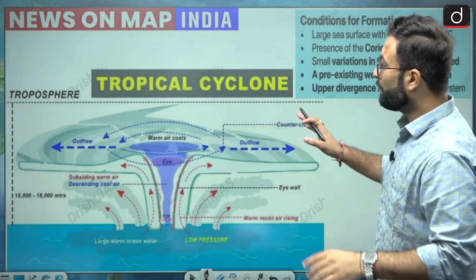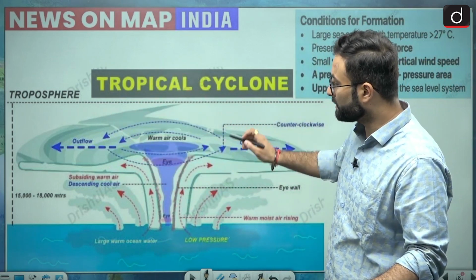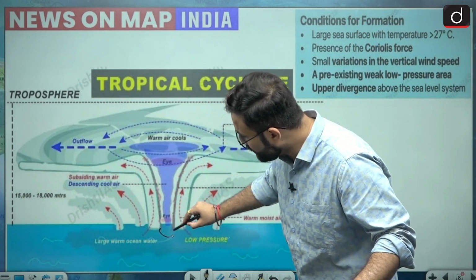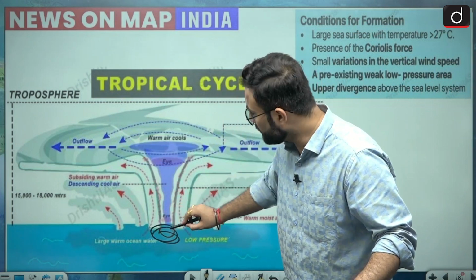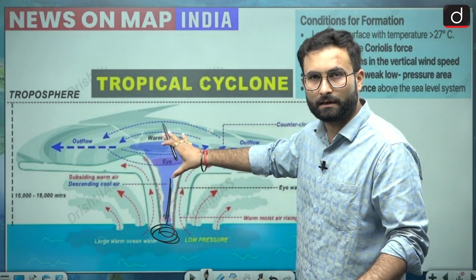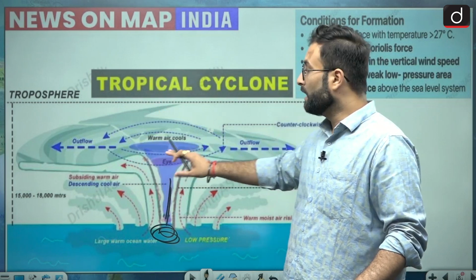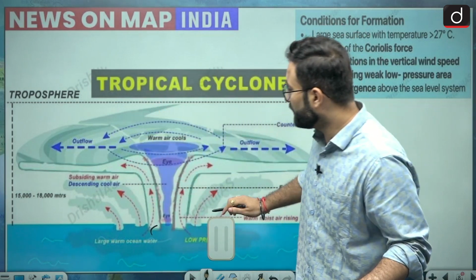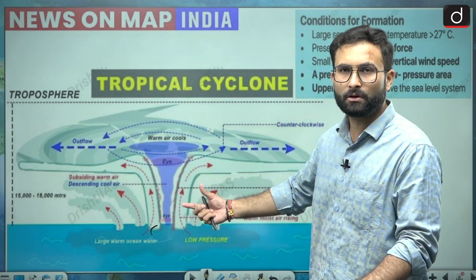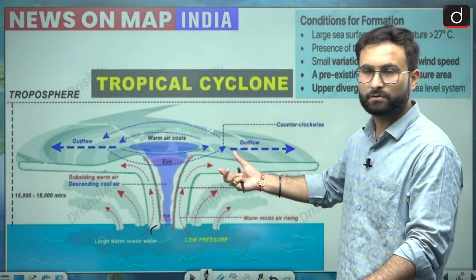Now if you look at the picture of this particular cyclone, this is a tropical cyclone. Here we have the low pressure zone, and convection activities are happening. Because of the convection activities, there will be cloud formation, and then there will be rains. We have also seen that in different hemispheres, the direction of the cyclones will be different.